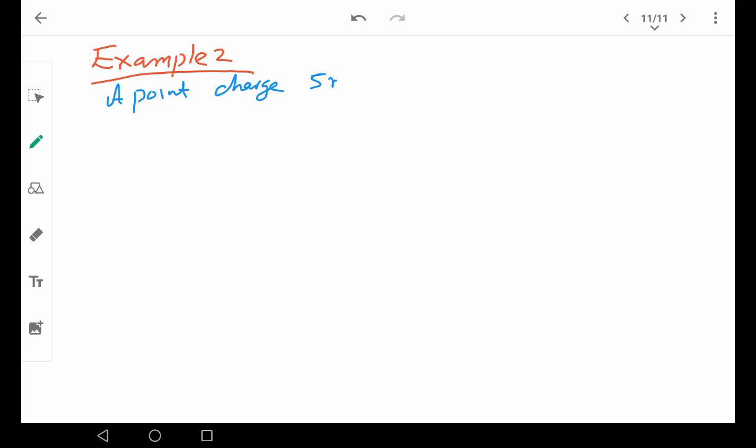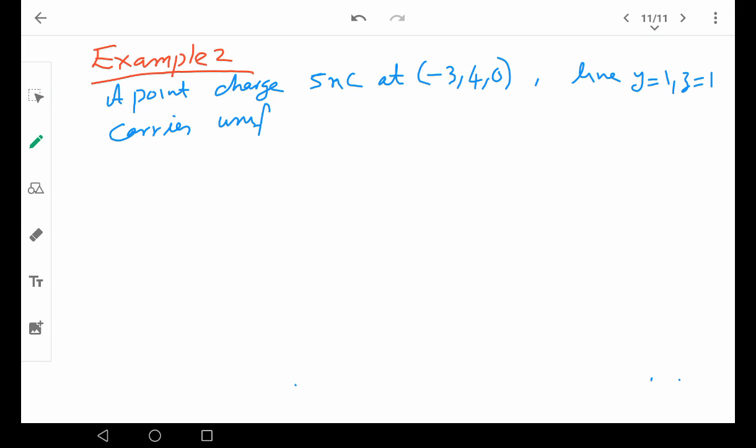Five nanocoulomb at (−3, 4, 0), and the line y equal to 1, z equal to 1 carries uniform charge, right? Uniform charge 2 nanocoulombs per meter. That's a line charge with a line charge density of 2 nanocoulombs per meter.